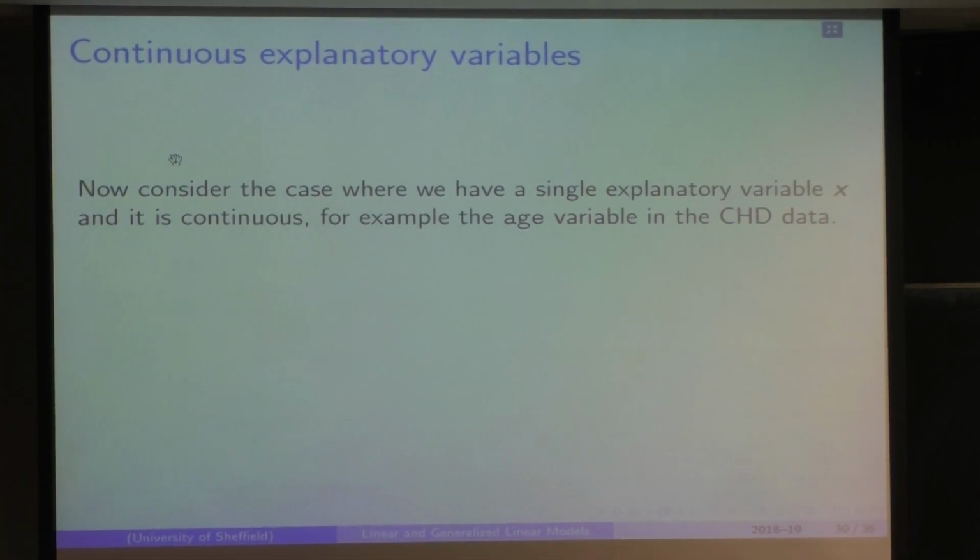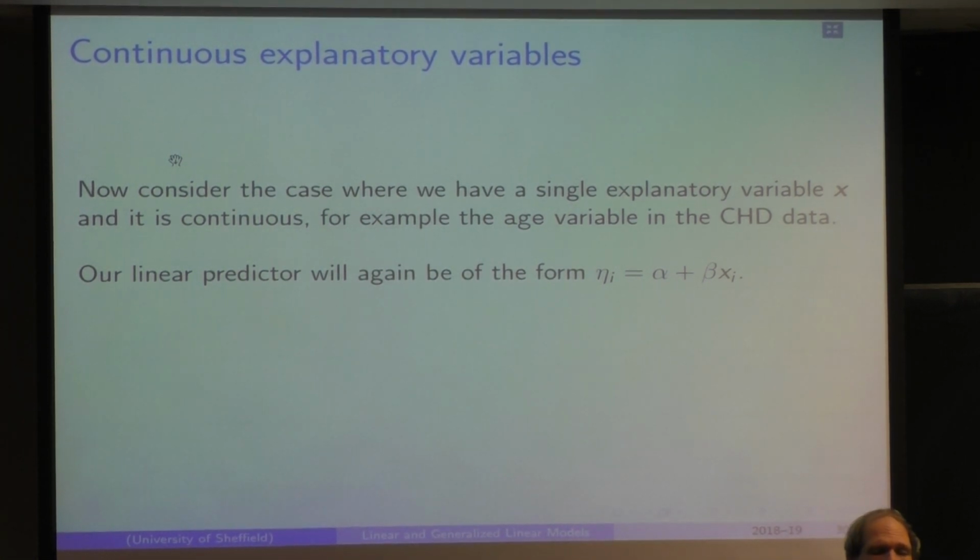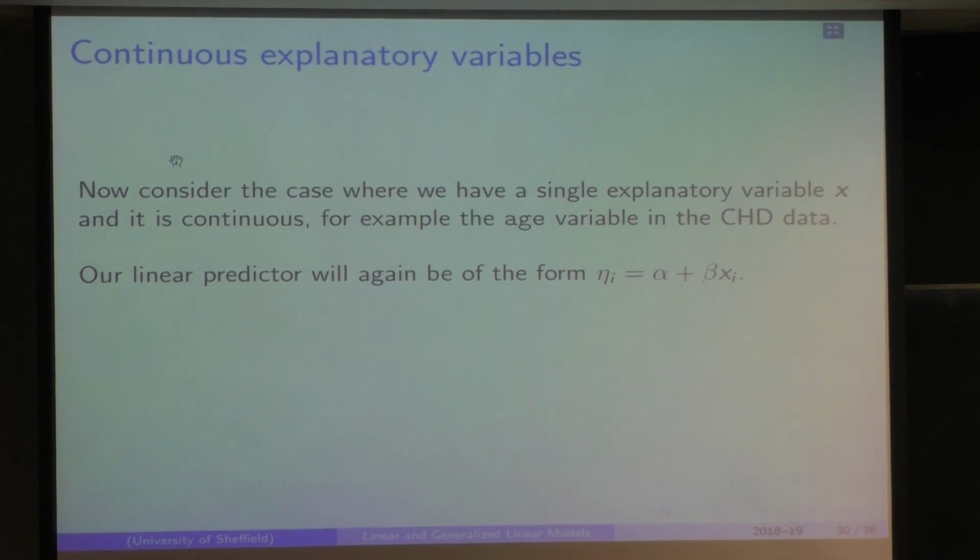So we can also work with a continuous variable, so for example, the age variable in this data set. Here, if we've just got the age variable in the data set, our linear predictor is going to be alpha plus beta xi. So alpha is the linear term, the constant term, and beta is the coefficient of age here.